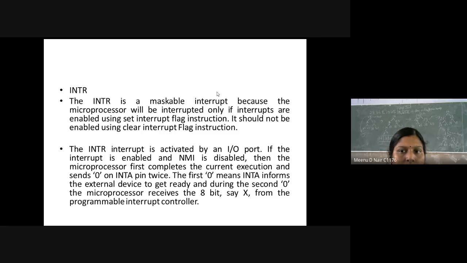Then INTR is a maskable interrupt because the microprocessor will be interrupted only if interrupts are enabled using the set interrupt flag instruction. It should not be disabled using the clear interrupt flag instruction. Right? That is INTR, a maskable interrupt. So whenever it is required, then only you can utilize the INTR. NMI is whenever NMI comes, it has to work on the NMI. Okay, it cannot hold any data.